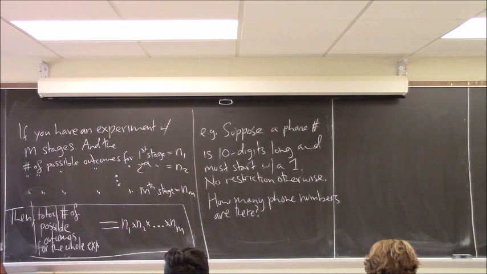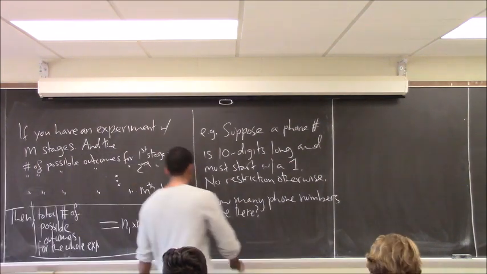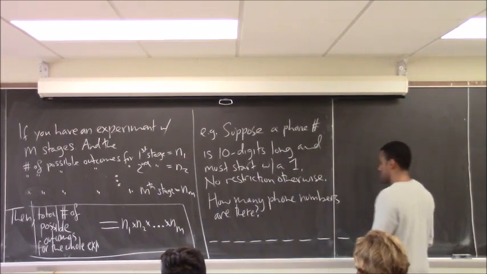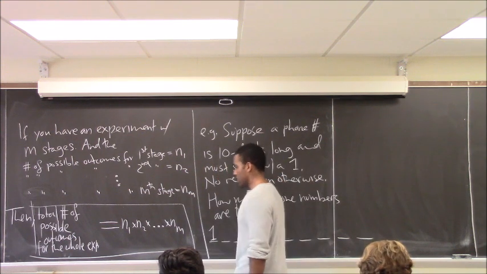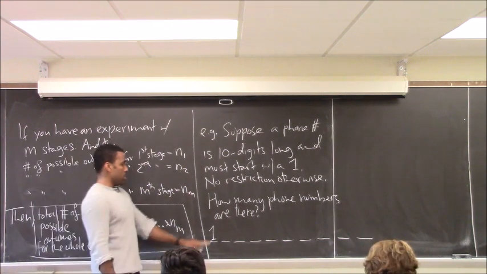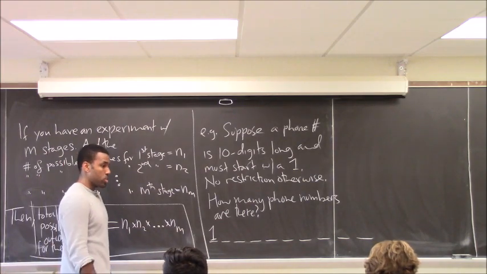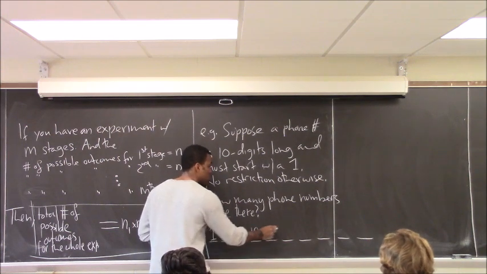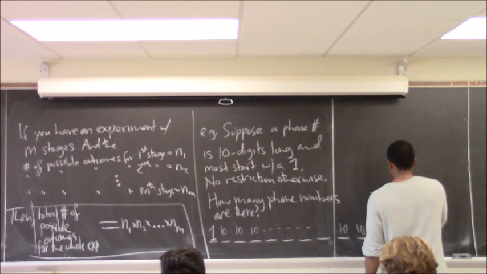Again, you can apply the multiplication rule. Think of each digit as a stage in the experiment. There are 1, 2, 3, 4, 5, 6, 7, 8, 9, 10 stages to the experiment. And there's only one way for the first stage to occur. How many ways can the second stage occur? 10. There are 10 digits from 0 through 9. So there are 10 ways for this to occur, 10 ways for that to occur, 10 ways. There's no restriction otherwise. 10, 10. Total number of possibilities.